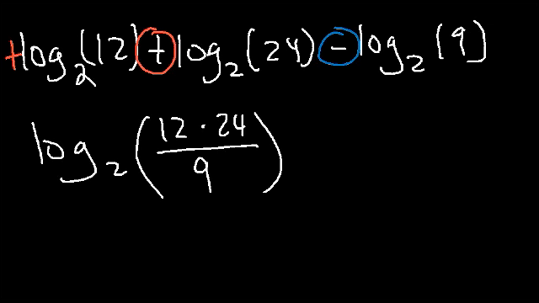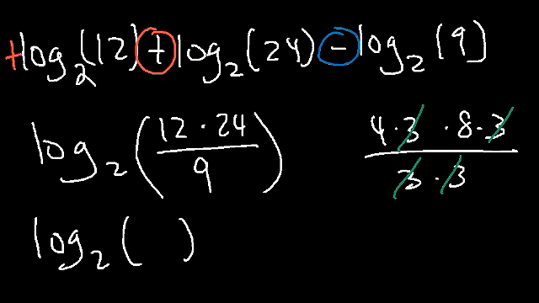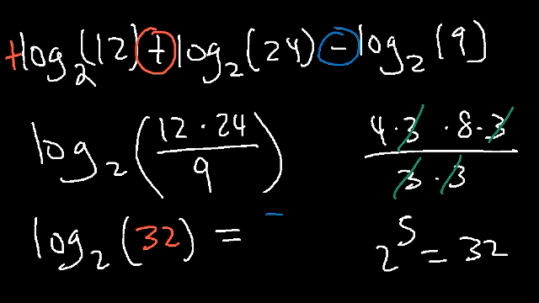Let's break it into smaller numbers. 12 is 4 times 3, 24 is 8 times 3, and 9 is 3 times 3. So we can cancel the 3's, and 4 times 8 is 32. So what we really have is log base 2 of 32. Now how many 2's do we need to multiply to get to 32? Keep in mind 2 to the 5th power is 32. So log base 2 of 32 is 5.